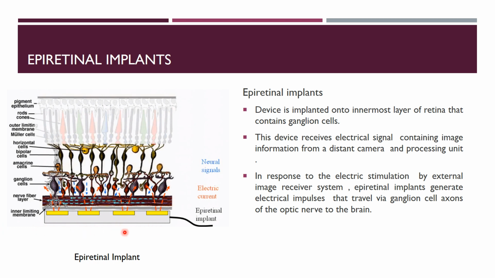The device is implanted onto the innermost layer of the retina that contains the ganglion cells. So this device receives electrical impulses which contain the information of the image. There is a camera which converts the image into electrical impulses, and those electrical impulses are directly transferred using radio frequency to this epiretinal implant, and this generates electrical impulses which the ganglion cells transmit to the brain.